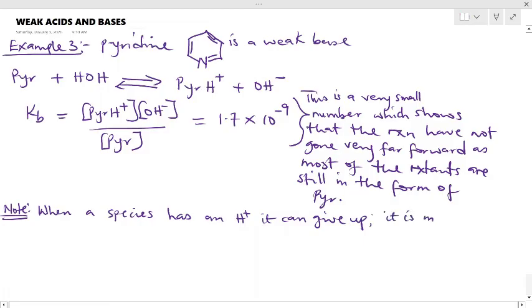It is in its acid form. Okay, it's in its acid form when it can accept a hydrogen ion. Sorry, it is in its base form when it can accept a hydrogen ion.